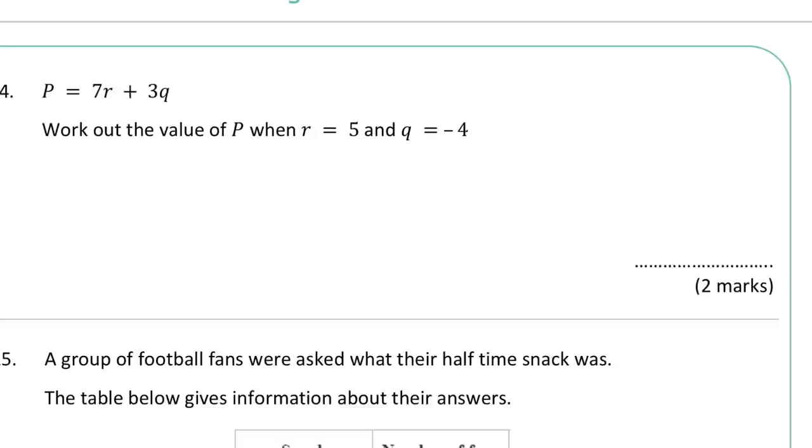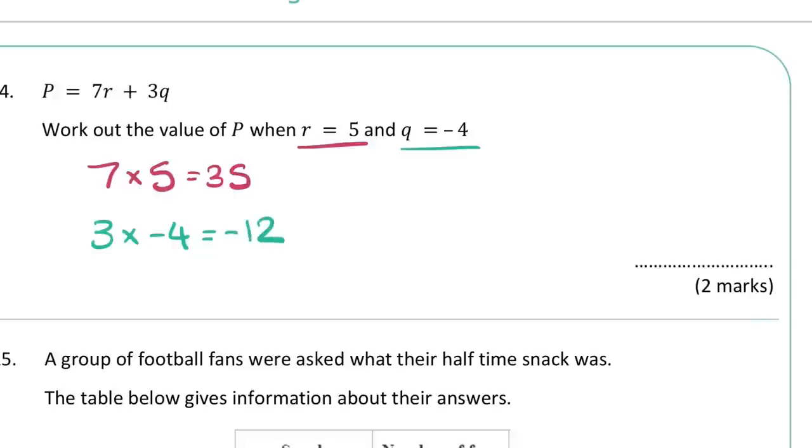So we have 7R, which just means 7 times R, and R is 5. So 7 times 5 is 35. We then have 3 lots of negative 4, 3 lots of Q. So we need to be careful. 3 times negative 4 is going to be, well, 3 times 4 is 12, but it's negative 4, so it's negative 12. And then I just need to put these pieces back in place, not forgetting that there is a plus symbol in the middle there.